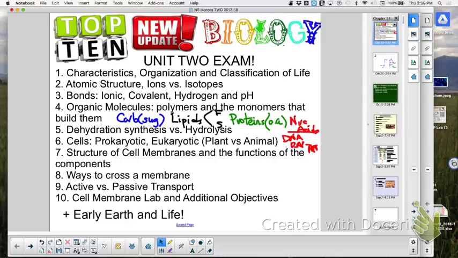We reviewed prokaryotic and eukaryotic cells. We did plant versus animal. Now we're in structure of cell membranes. That's what we just learned. Phospholipids. What else is in cell membranes? Carbohydrate side chains, glycolipids and glycoproteins. What else? Steroids, the cholesterol, and what else?